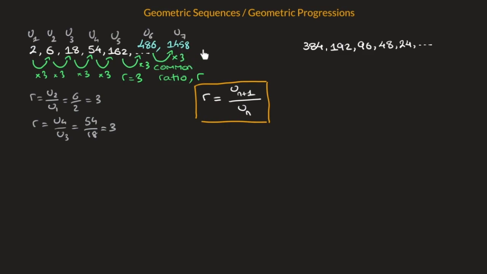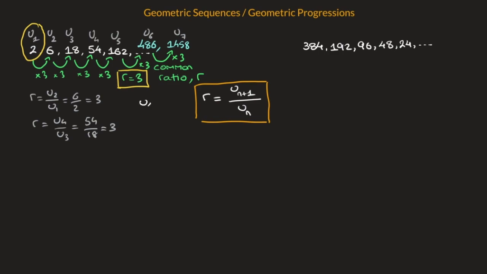Carrying on this way, we could write all the terms of this geometric progression. In fact, the only two things we need to write every single term in a geometric sequence are the first term, so in this case u1, which equals 2, and the common ratio, which is r equals 3 in this case. And that again is quite an important characteristic of every geometric sequence.